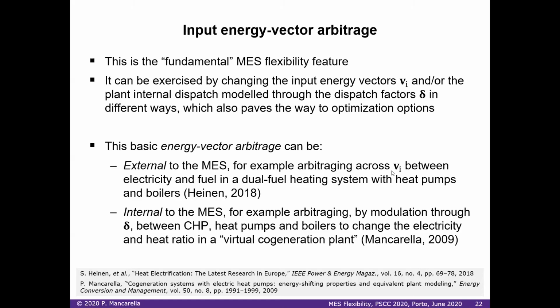In one case, for example, I can switch between energy vectors. For example, I can use externally to the system, I can arbitrage between electricity and gas if I have a hybrid heat pump. And internally, I may have a complex system where I have combined heat and power, heat pumps, boilers, and all that. And I can, again, modulate internally all these dispatch factors just to change the allocation of one energy vector to the different internal devices.